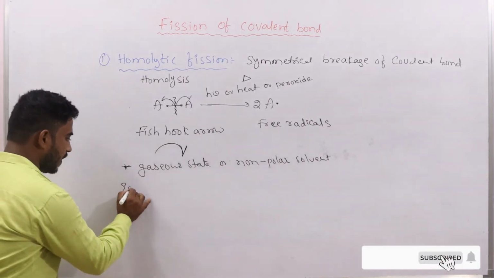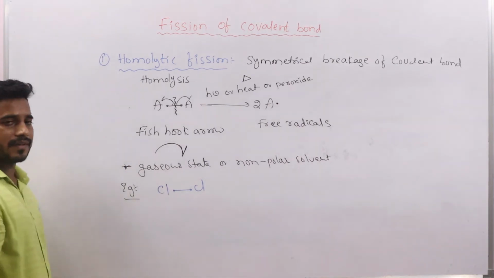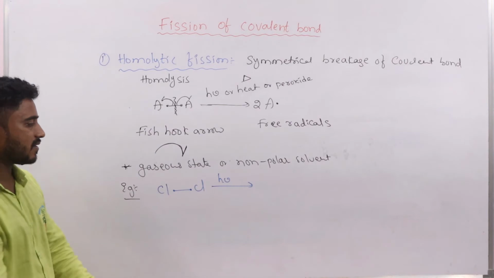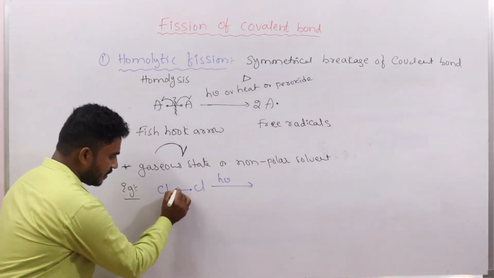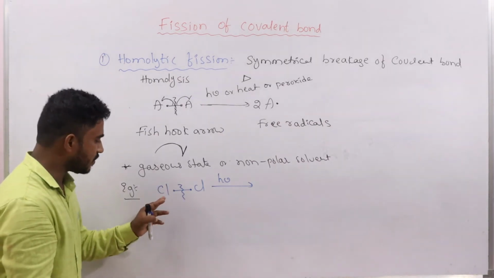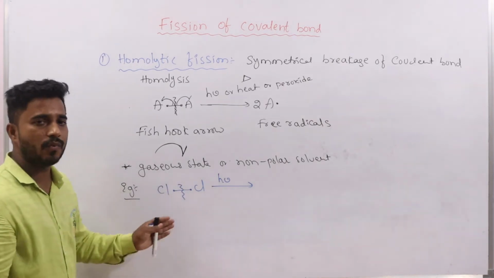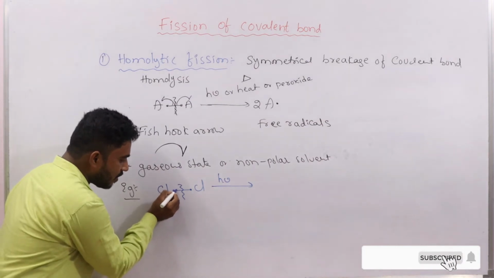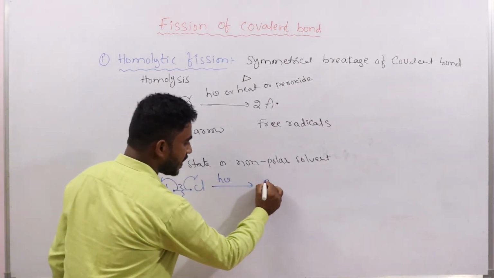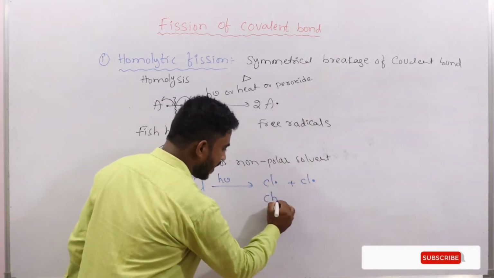Let us take one example. Take a chlorine molecule, in which two chlorine atoms are present with one covalent bond between them. This covalent bond was formed by the mutual sharing of electrons: one chlorine gave one electron and the other chlorine gave one more electron. When it undergoes homolytic fission in the presence of light, one electron moves to one chlorine and the other electron moves to the other chlorine. Two chlorine free radicals are formed.